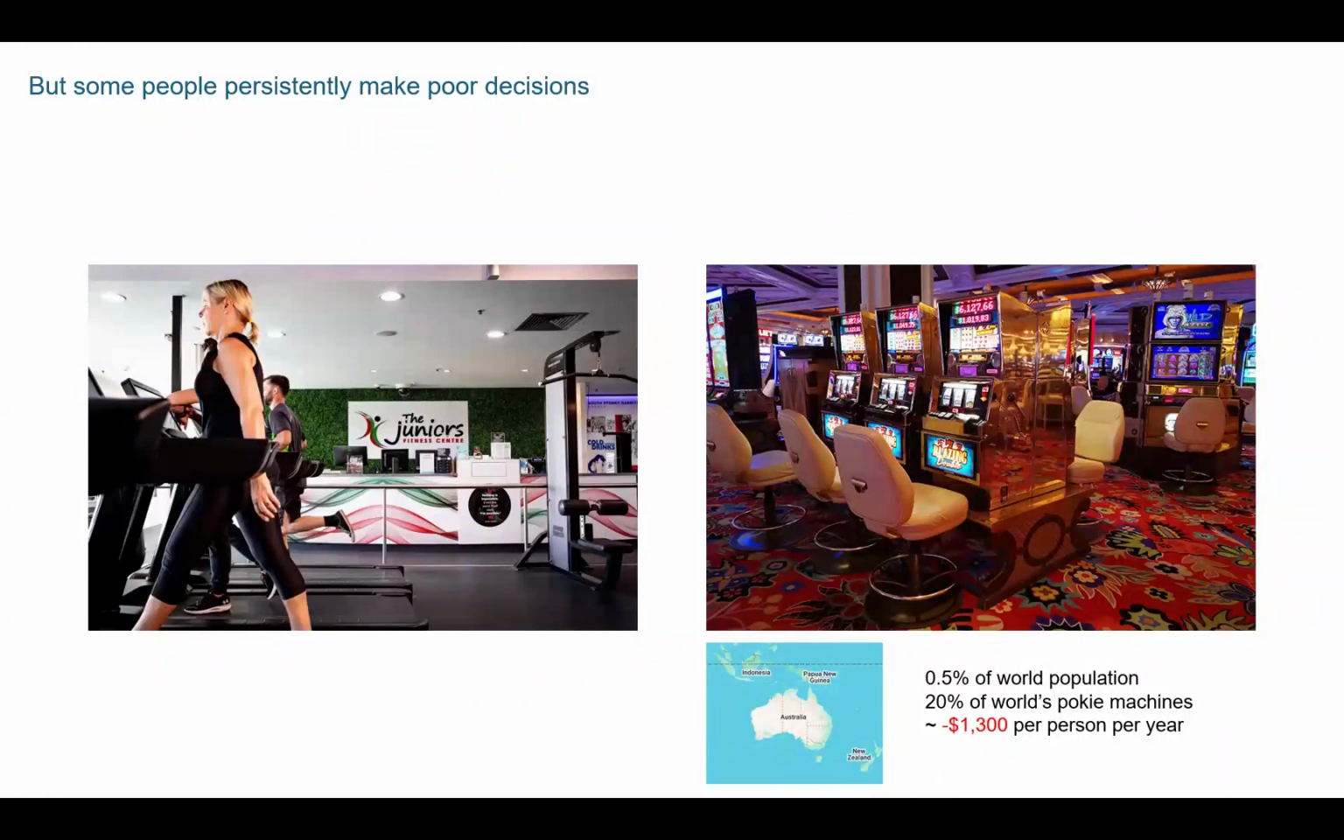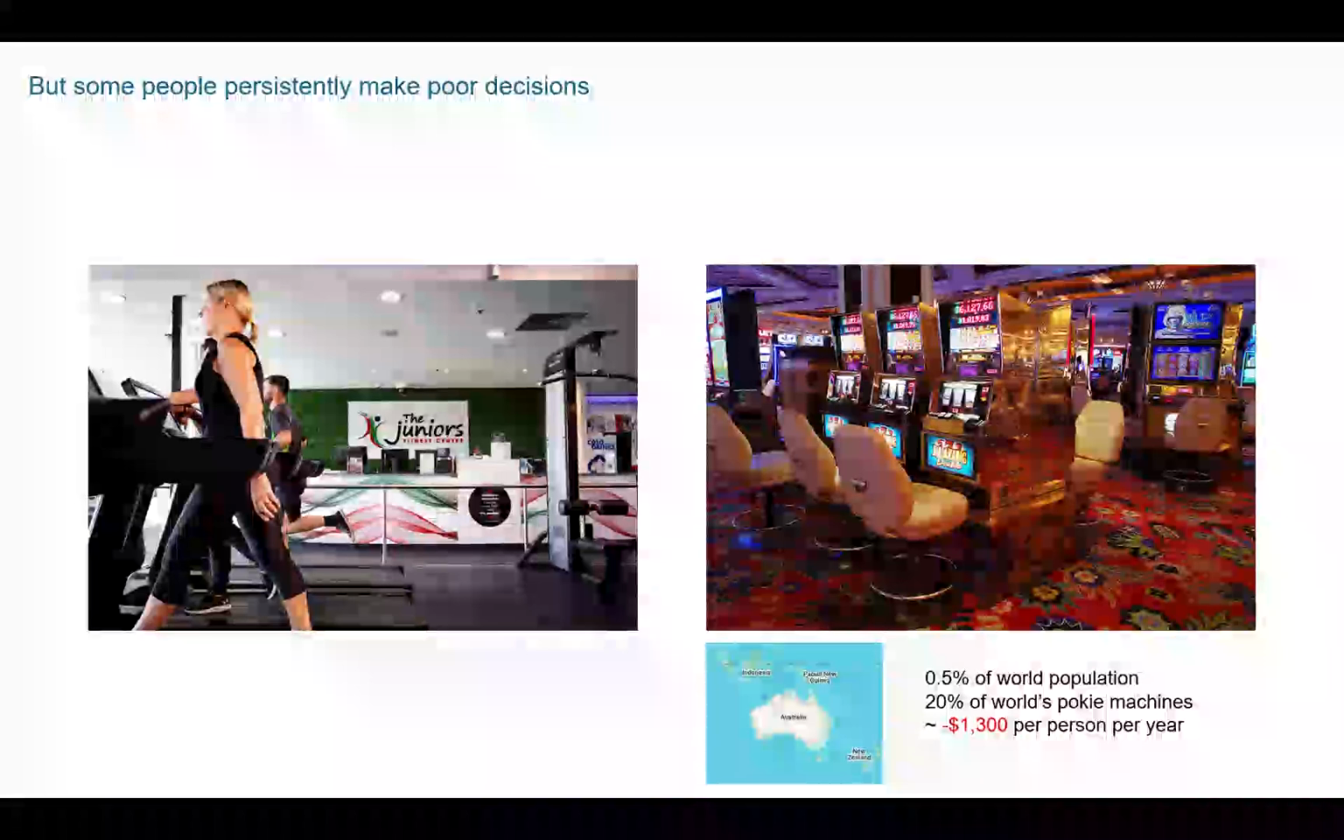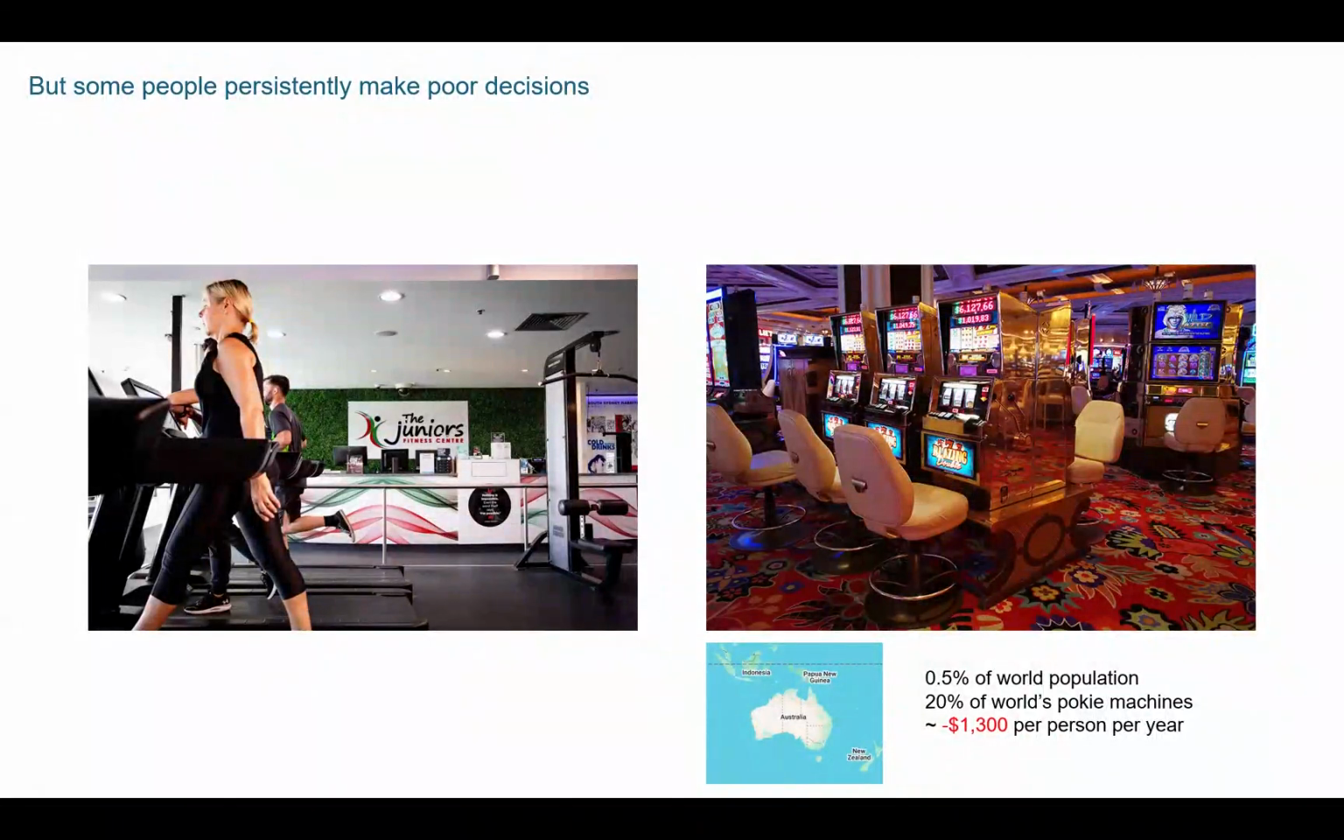But some people, as we know, make persistently poor decisions. This is my gym, and this is my preferred treadmill where I try and forestall and prevent the ravages of aging. But in order to get to my gym, I have to walk through a room full of pokie machines. And this is 500 meters from my home. And it's just one example of the kinds of persistent poor decisions that people can make.